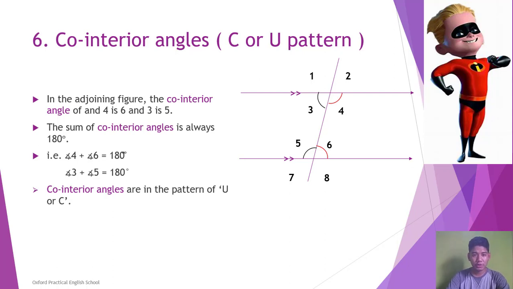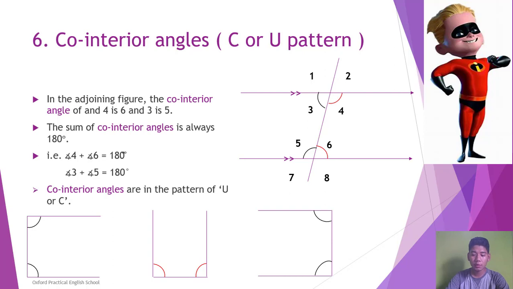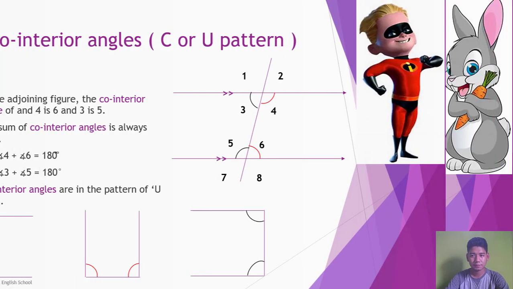Some of the examples of co-interior angles are: co-interior angles are formed in pattern like this, which looks like a C. Co-interior angles could be formed in pattern like this, which looks like a U. Co-interior angles could also be formed in pattern like this, which looks like an opposite C. So, co-interior angles are never equal to each other, but the sum of co-interior angles is always 180 degree and they are formed in the pattern of U or C.